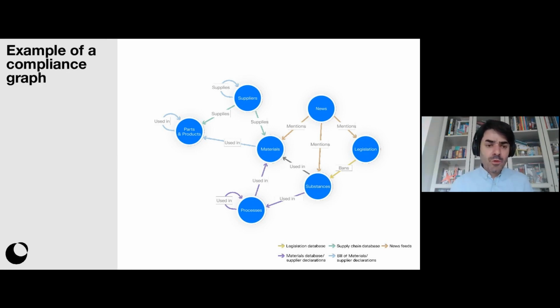So we have seen a few examples of how to think about your data as a graph, and then how to use that to answer some business questions.